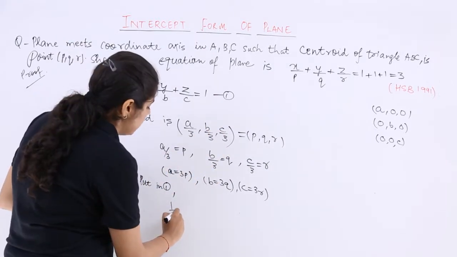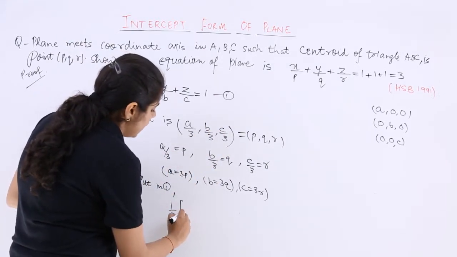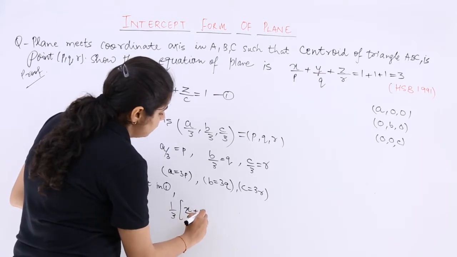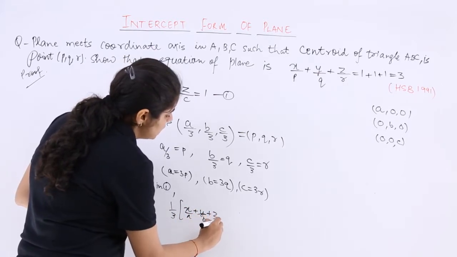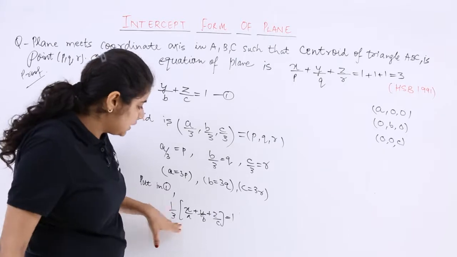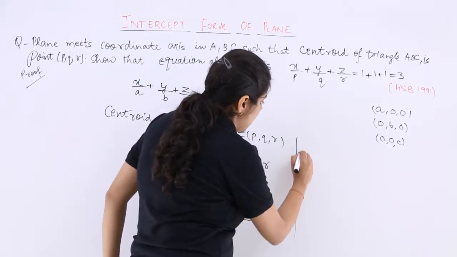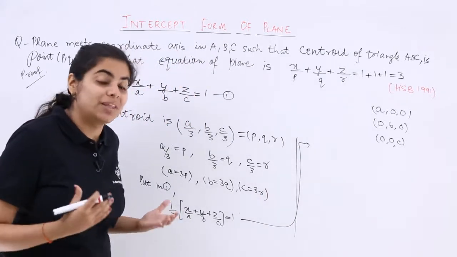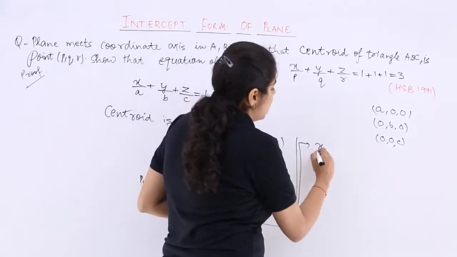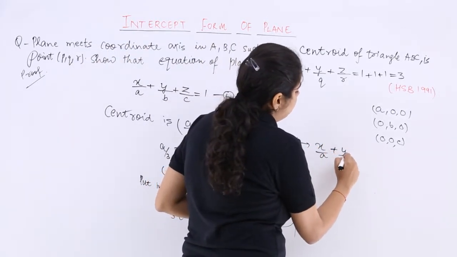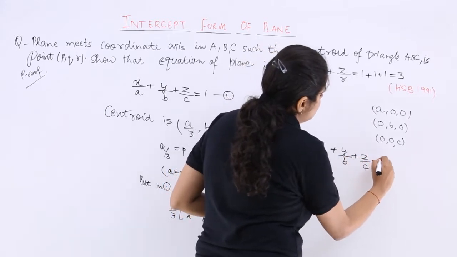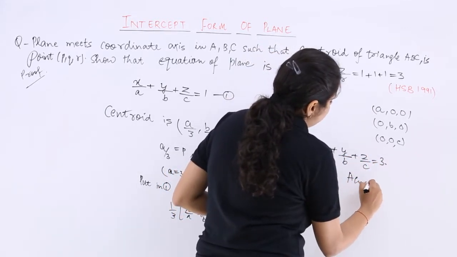has come out to be common. So I take 1/3 common and it becomes (1/3)(x/p + y/q + z/r) = 1. Now this 3 goes to the other side. So what is the required equation and the resultant equation? Both are same. So it becomes x/p + y/q + z/r = 3, hence proved.